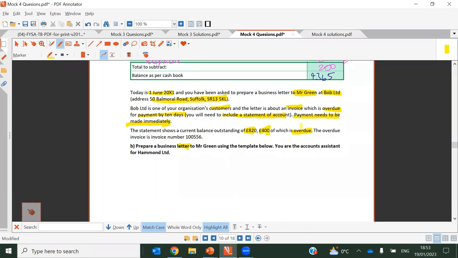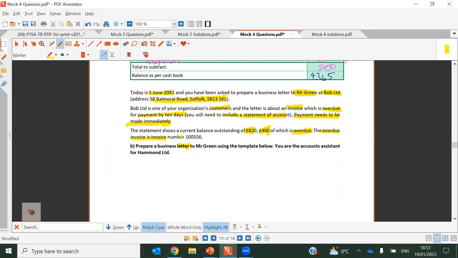So the tone of this letter, I would say, is going to be polite. We're not getting particularly aggressive at this point with them. They're a customer of ours. Yes, there was some money, it's 10 days overdue, which isn't ideal. But the tone of the letter at this point isn't going to be super aggressive. We're not massively escalating at this point.